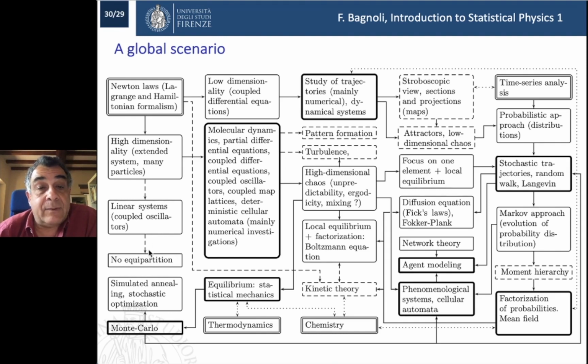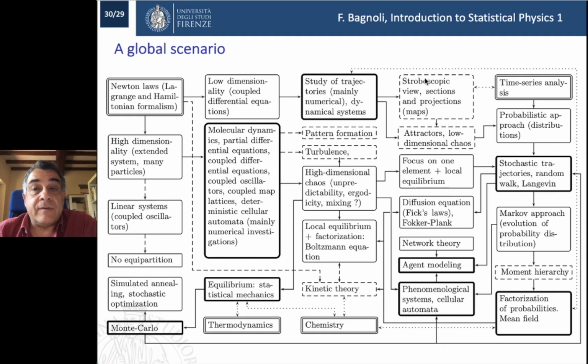And the thing that one can derive is that there is no equipartition for a strictly linear system. The energy, if it is concentrated in one degree of freedom, always stays there. Otherwise, one can disregard fluctuation and also spatiality, so consider the system homogeneous and go to low dimensional dynamical systems, coupled differential equations, and can study trajectories, what we shall do in the next lessons. Study attractors, low dimensional chaos.